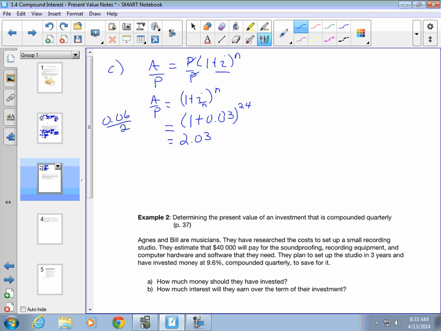So her ratio, instead of being 2.14 to 1, will be 2.03 to 1. So it's going to drop down a bit.